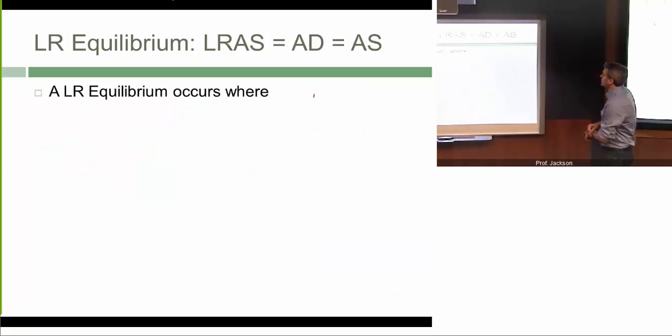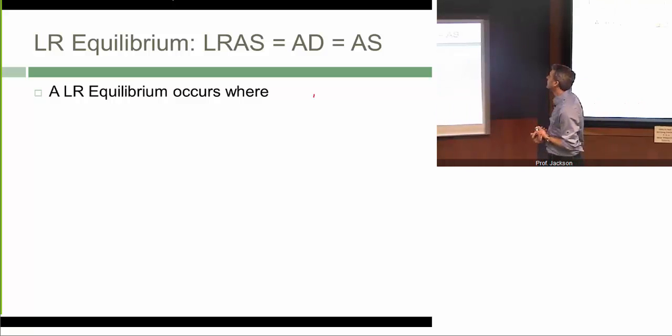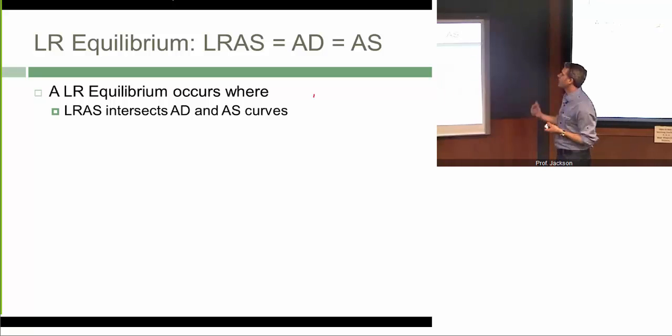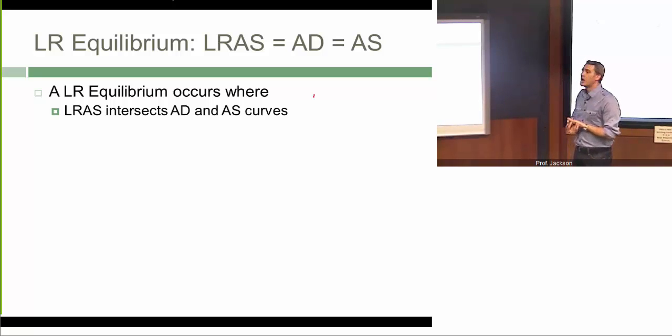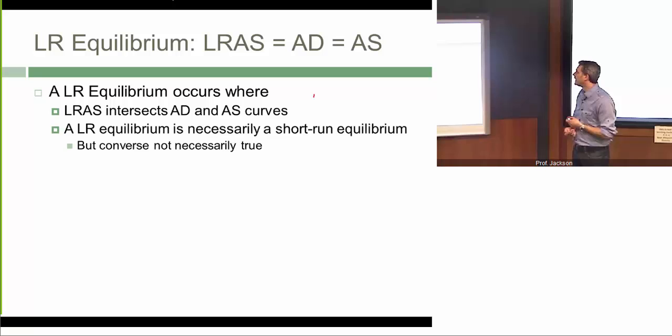So in a long-run equilibrium, all of those things are going to cross. We're going to have the long-run aggregate supply curve crossing the aggregate demand curve, which is also going to be equal to the short-run aggregate supply curve. So a long-run equilibrium occurs where the long-run aggregate supply curve intersects the aggregate demand curve, which also intersects the short-run AS curve. And so a long-run equilibrium is necessarily a short-run equilibrium, because it's got to be the case that in a long-run equilibrium AS intersects AD. But the reverse of that is not necessarily true. A short-run equilibrium is not necessarily a long-run equilibrium.